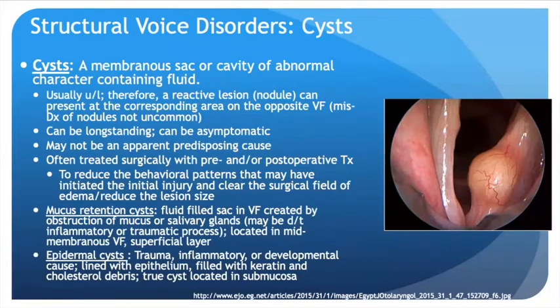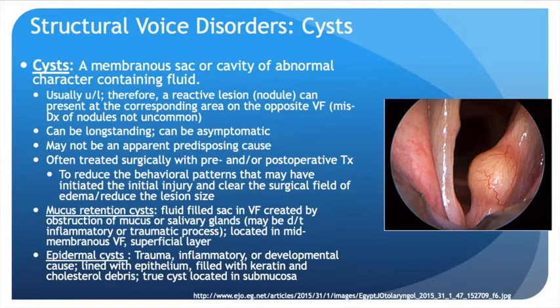So there's also cysts, which is a membranous sac or cavity of abnormal character containing fluid. It's usually unilateral, like polyps, and therefore a reactive lesion can occur on the opposing side, just like with polyps. They can be long-standing. They can even be asymptomatic. And there might not be an apparent cause for the cyst, rather. They're often treated surgically with pre and or post-operative therapy, just like polyps.